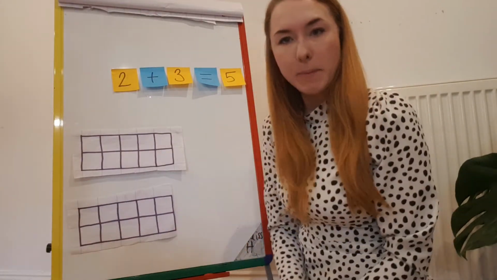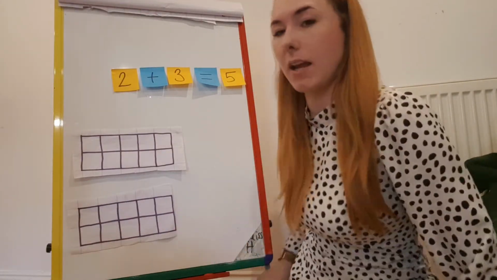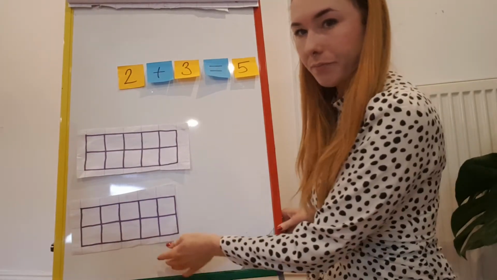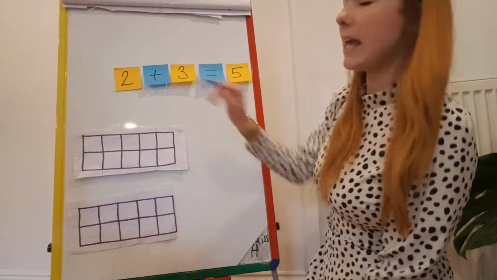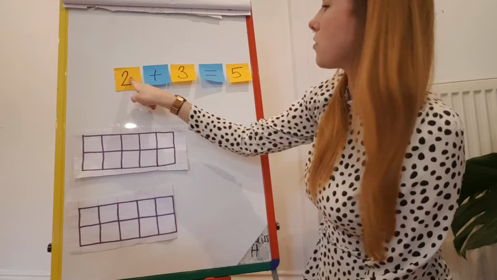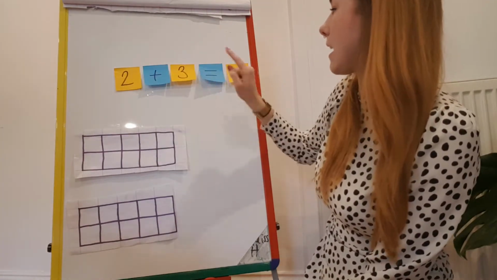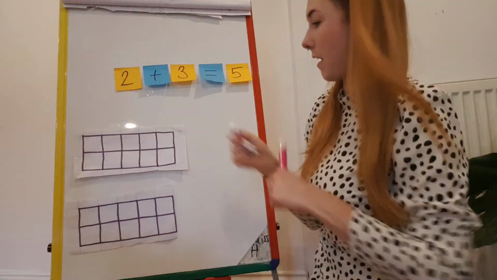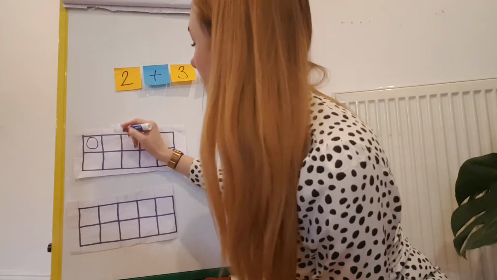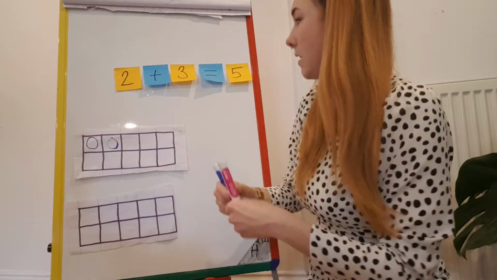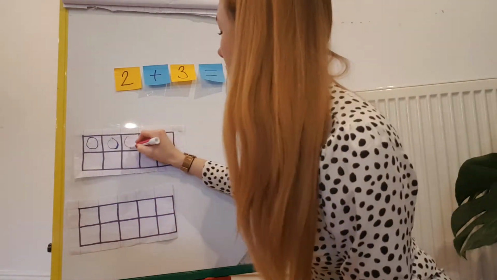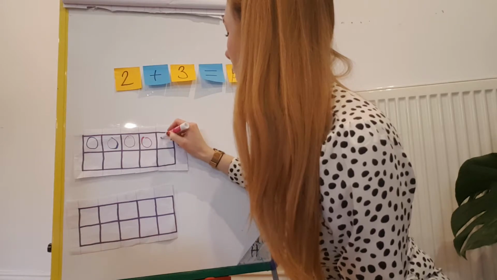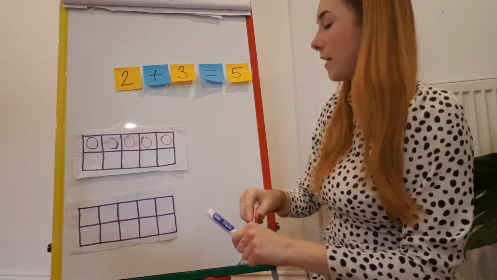Okay, so we are going to be looking at inverse operations today. I hope you can see my board okay. So here I've put a number sentence. I've put 2 add 3 equals 5. And I'm going to show that on my 10 frame here. So I've got 2, 1, 2, add 3, 1, 2, 3 equals 5.